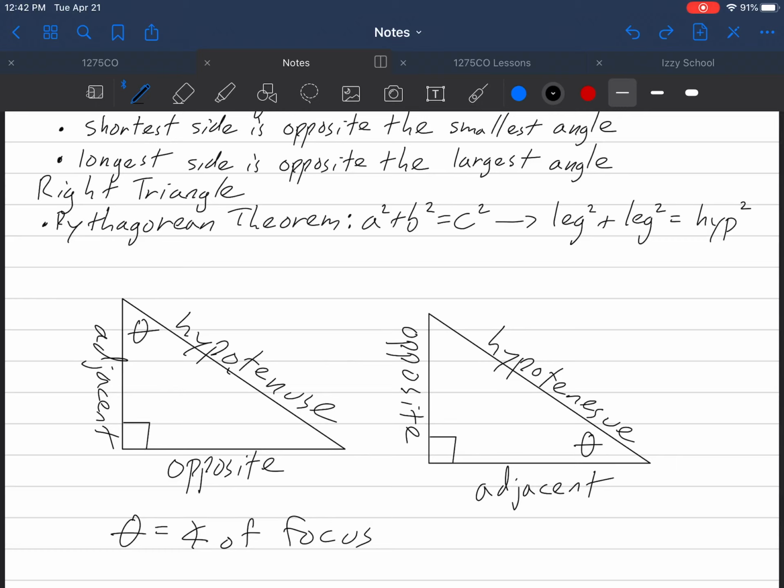Specifically, if we label an angle up top here as theta, that's the Greek letter theta, I call it an angle of focus, right? Because this is the angle that we're looking at, and then our opposite side is going to be labeled accordingly, which is, if you take your finger and put it on theta, and then draw an imaginary line to the other side of the triangle, then you have located the opposite side.